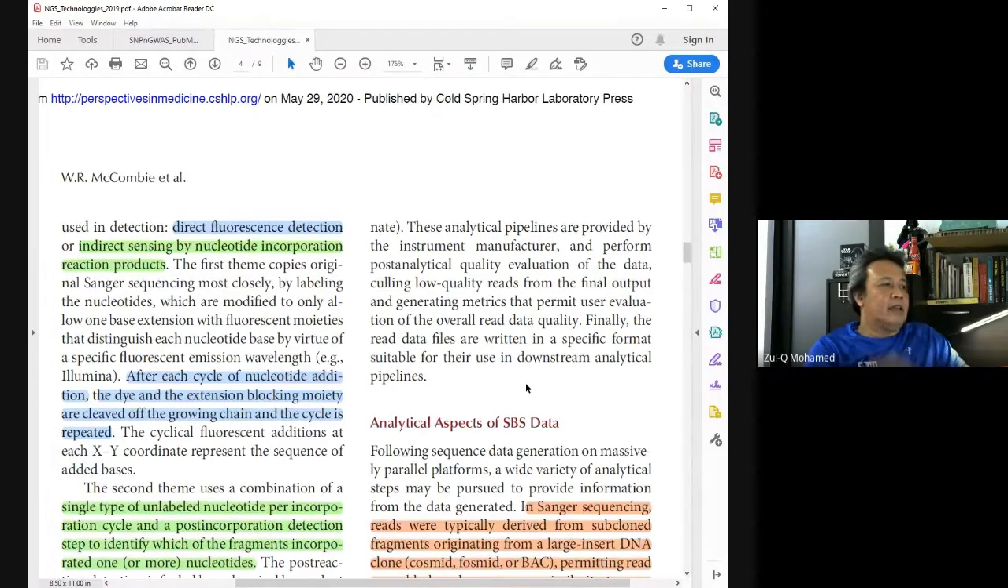Now, indirect detection is the one used by Ion Torrent. Remember, they detect the H, they detect the ion. That's why they feel that one is more sensitive.